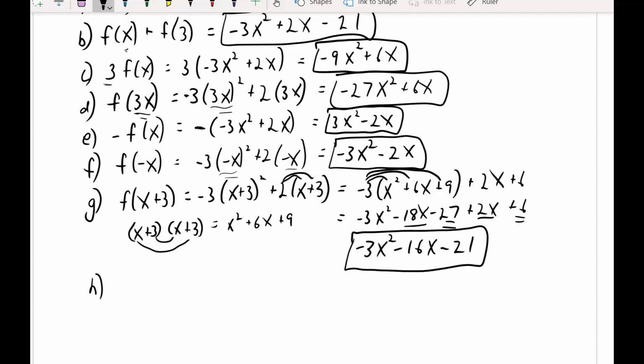So h is f of x plus h. So if in G we replaced all the x's with x plus 3, in H we're going to replace all the x's with x plus h. Okay, so we get negative 3 times x plus h squared plus 2 times x plus h. And now we just have to carefully simplify this one. All right, we're going to do the same thing. We have to do an x plus h times itself.